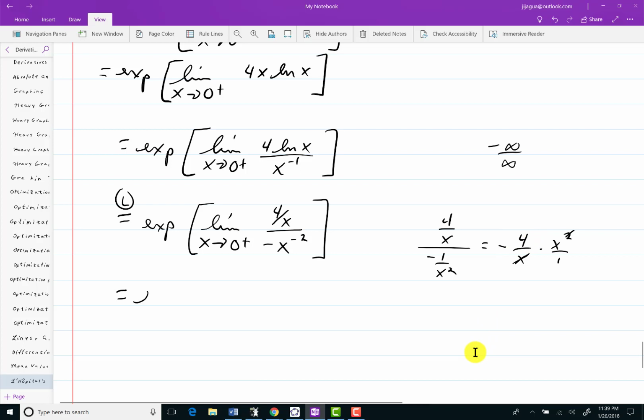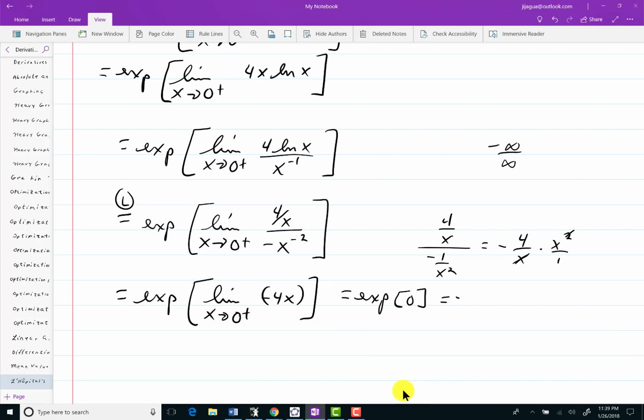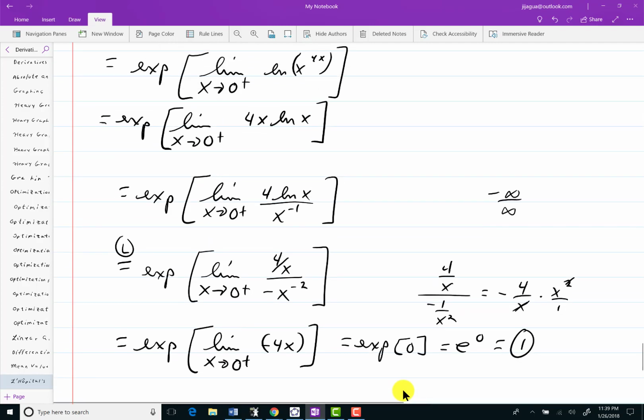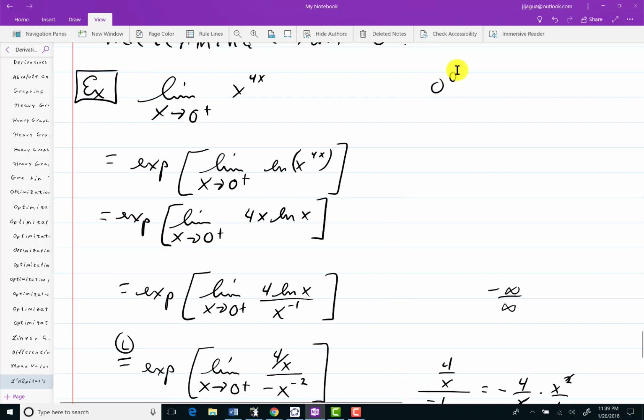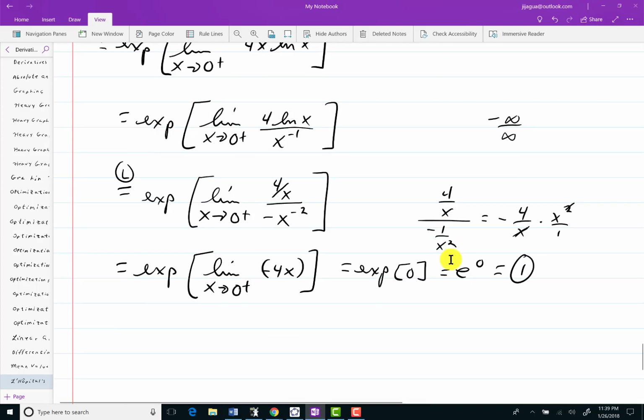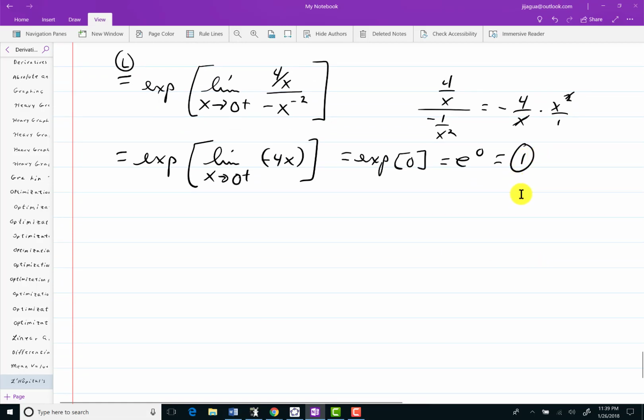So this will be exp of the limit, as x goes to 0 from the positive side, of negative 4x. You just plug in 0. So this equals exp of 0, which is e to the 0, which is just 1. So did this one actually give 0 to the 0? I think some people believe that should be 1. So for those few people, this is a case where that worked out.